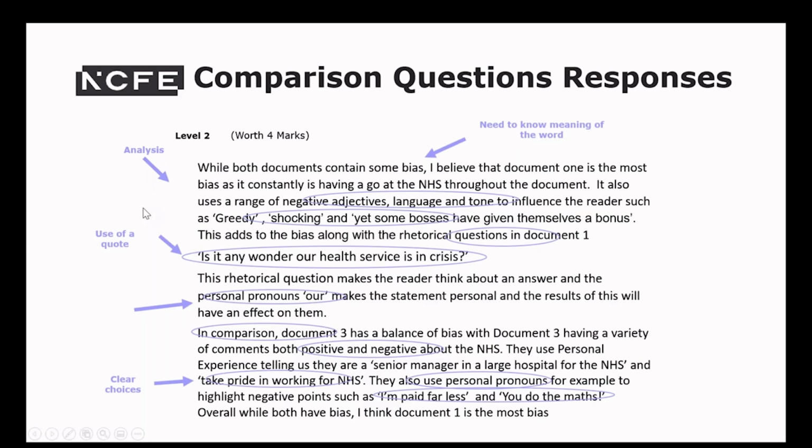So you can see here what would be getting marked. You've got analysis, you've got use of quotes, you've got key features, you've got clear choices.